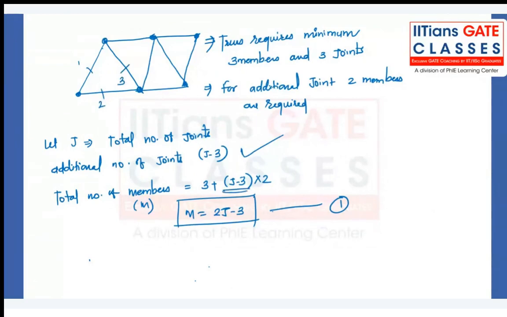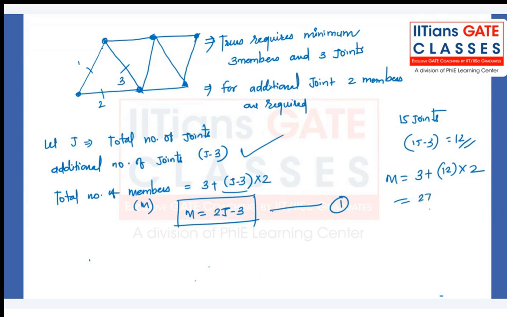So if we have, let's say, 15 joints in a truss structure, then 15 minus 3 is equal to 12 additional joints, and the total number of members in this case will be 3 plus 12 into 2, so it is 27. I hope it is clear now. I have just simplified this and written it. Any doubt till this, feel free to ask.